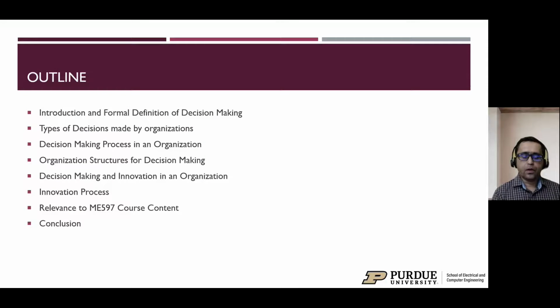Let's look at how we will be structured today for the presentation. First, we'll go over an introduction and formal definition of decision making. We'll look at different types of decisions made by organizations. We'll look at the decision making process, how decisions are made. We will explore what structures are there in an organization to make effective decisions. We'll look at how decision making and innovation are related. We'll also look at the details of the innovation process.